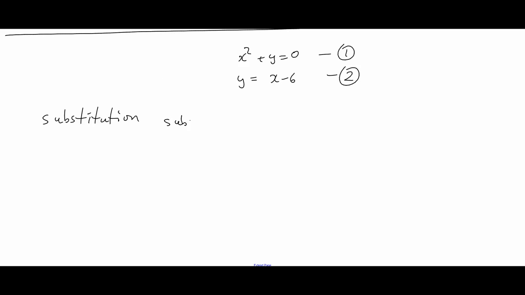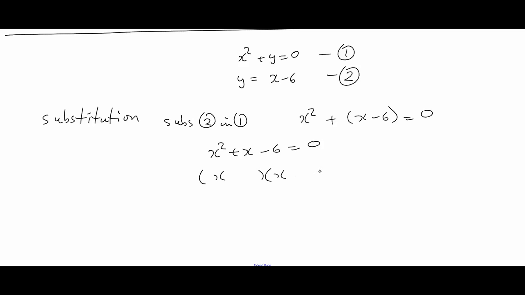So substituting 2 in 1, we will have x squared plus y, which is x minus 6, equals 0. And now we have one equation in one unknown, x, and we have x squared plus x minus 6 equals 0, a simple quadratic equation which factorizes: x and x, 3 and 2, and we'll have plus 3 and minus 2 equals 0. So that gives us x equals minus 3, or x equals 2.